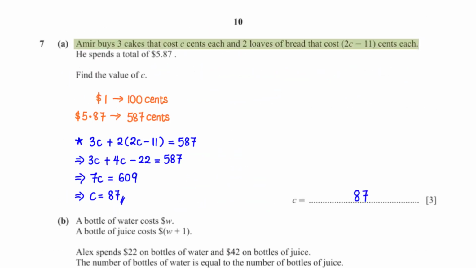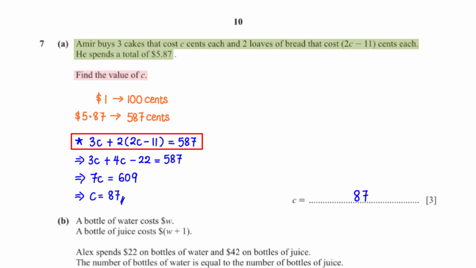Amer buys 3 cakes that cost C cents each and 2 loaves of bread that cost 2C minus 11 cents each. He spends a total of $5.87. Find the value of C. When we convert $5.87 to cents, we get 587 cents. And so we have 3 times C plus 2 times (2C minus 11) equals 587.